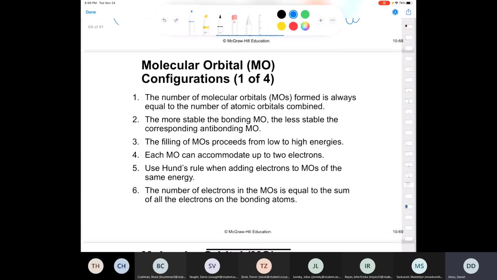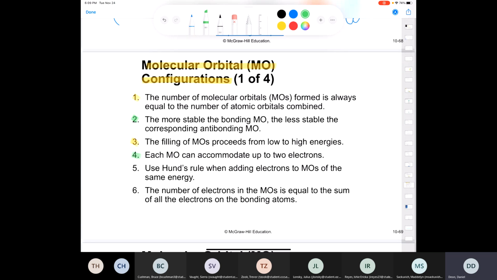Here are some rules that we need to take into consideration when we're looking at molecular orbital configurations. The first one I already covered with you. The number of molecular orbitals is equal to the number of atomic orbitals that are combined to form those molecular orbitals. The next one, the more stable a bonding molecular orbital, the less stable the corresponding antibonding molecular orbital. The filling of molecular orbitals proceeds from low to high energies. This is just like we saw in electron configuration. We always started with the lowest energy orbitals, and we started filling them up according to the Aufbau principle.